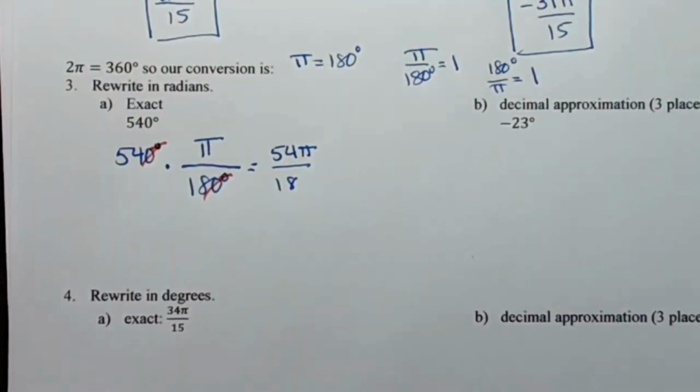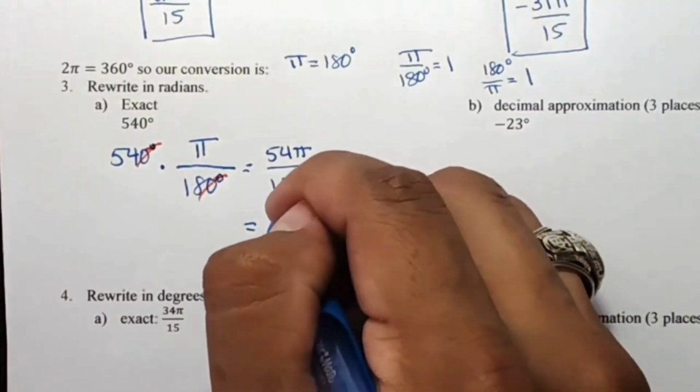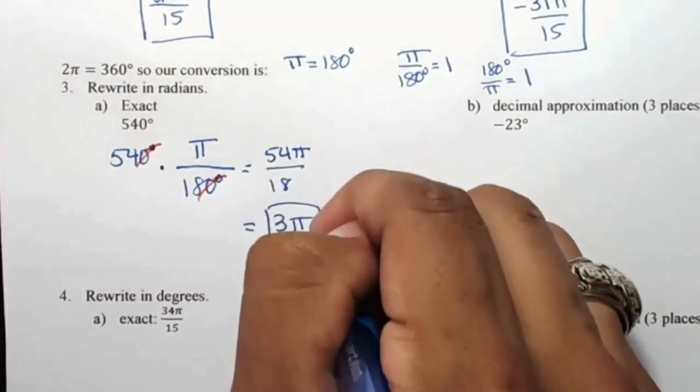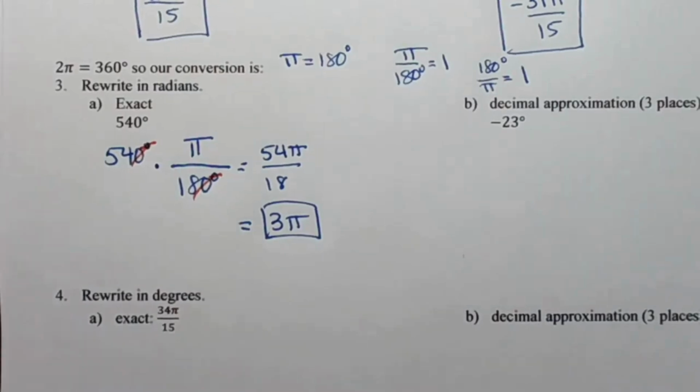Can I leave my answer like that? No, it's not reduced. You need to fully reduce any fraction that you have. You can think that these are both divisible by 9. That's fine. You can see that they're both even, so you can divide it by 2. But really, they're both divisible by 18, and 54 divided by 18 is 3 pi. Make sure you always reduce your fractions. That's something that's implied in any math problem that you do.